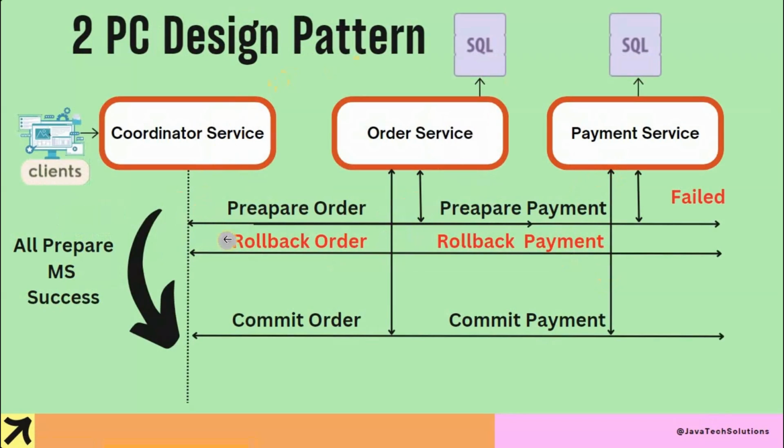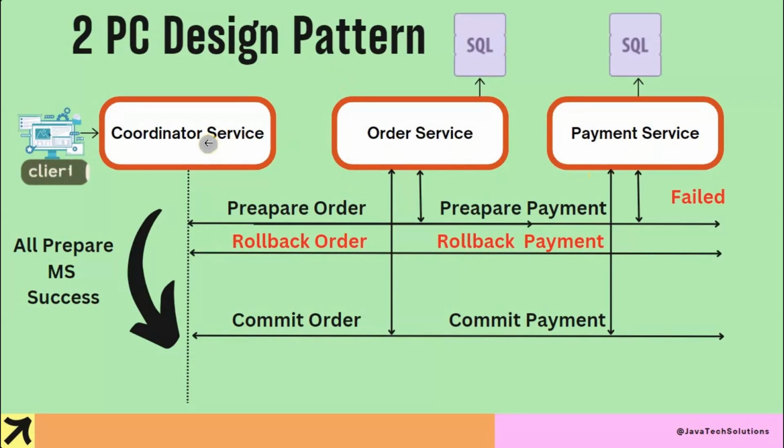So this is a diagram of this two-phase commit design pattern. As I was saying, one coordinator service is required, which is basically coordinating all the microservices related to placing the order. To demonstrate this, I've created two microservices. One is the order, and another one is the payment.